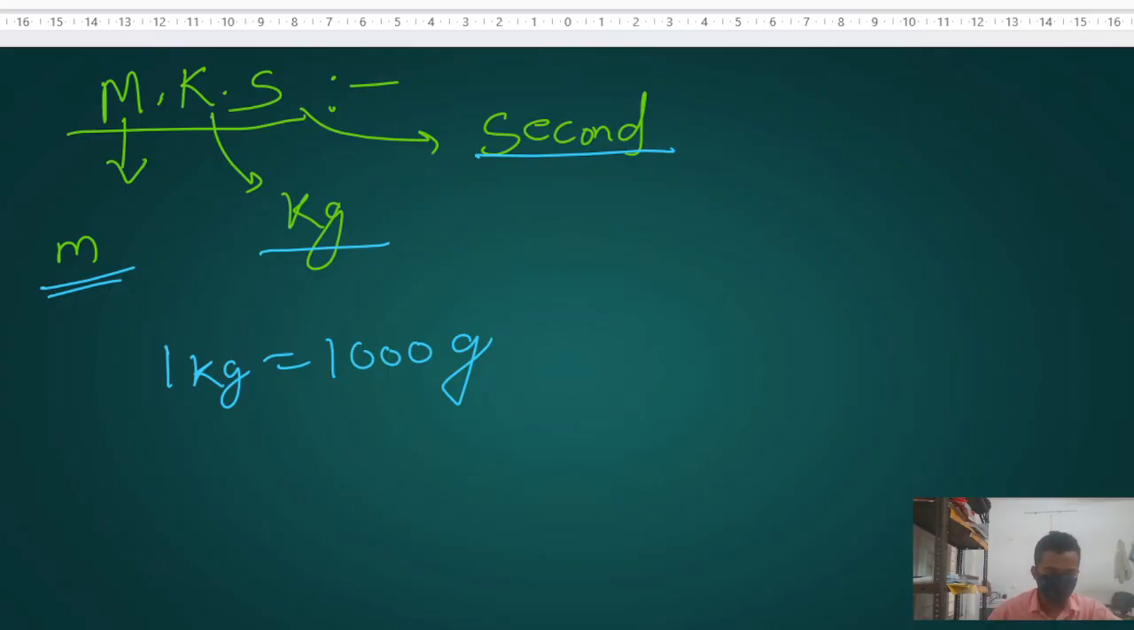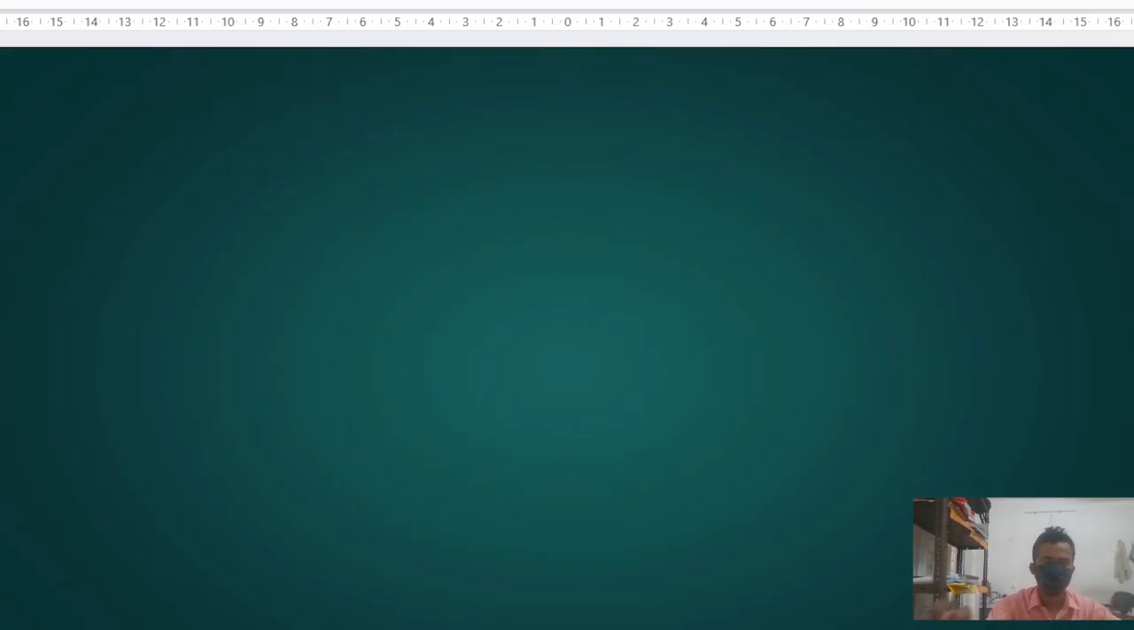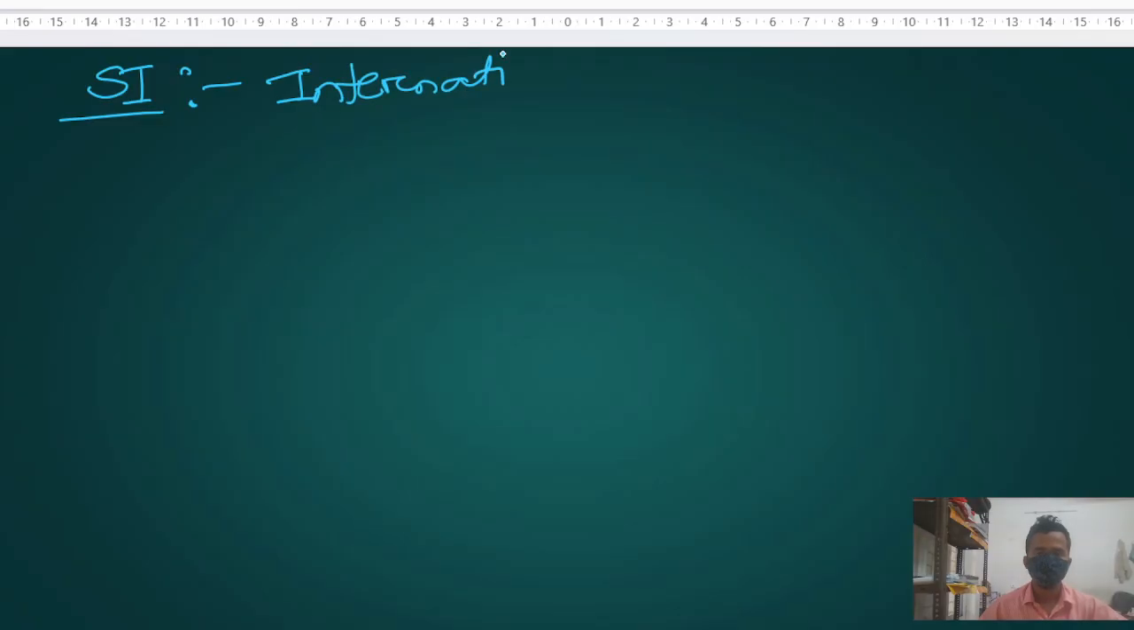Let's move to the next thing. After that, the final unit which is called the standard unit is proposed, and that is the SI unit. The full form of SI unit is International Standard Unit.